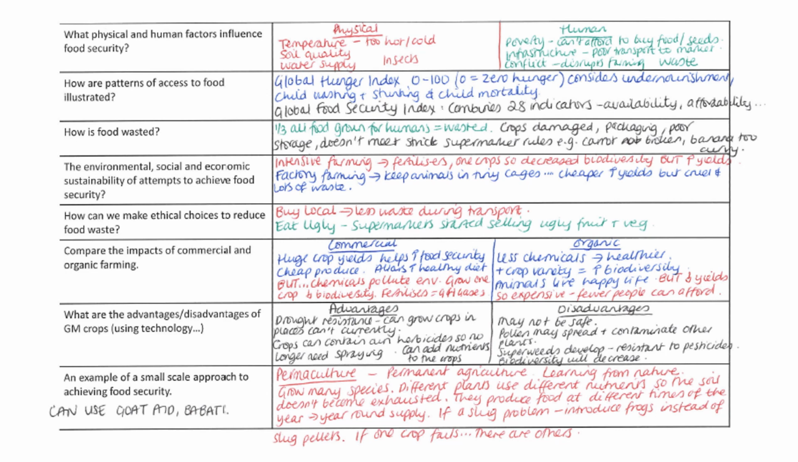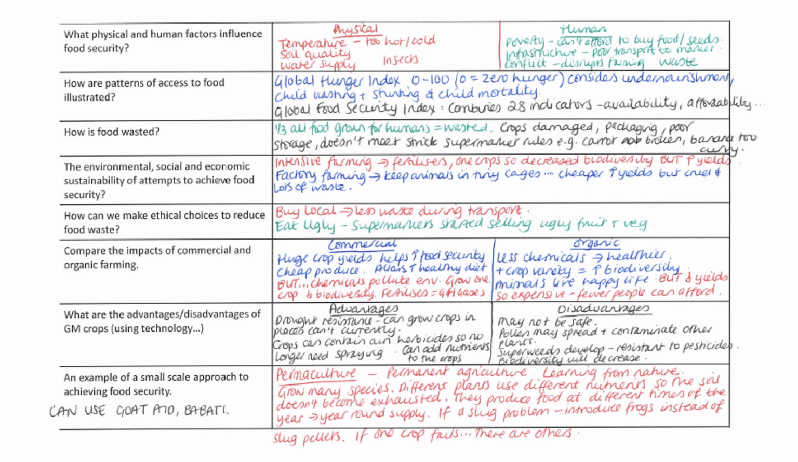How is food wasted? It's wasted at every stage of the food chain. Sometimes the crops are damaged, sometimes the packaging is poor, sometimes the storage is not very good. Or remember, you've got supermarkets with very strict rules of what a carrot must look like and how straight it is and how large it can be. A banana has to be a certain curvature. These fruits and vegetables that don't fit these strict rules are thrown away. Huge amount of waste.